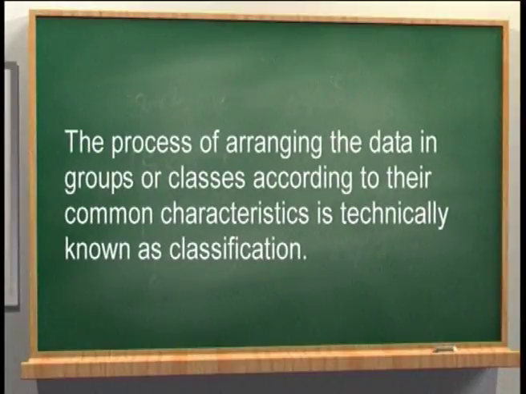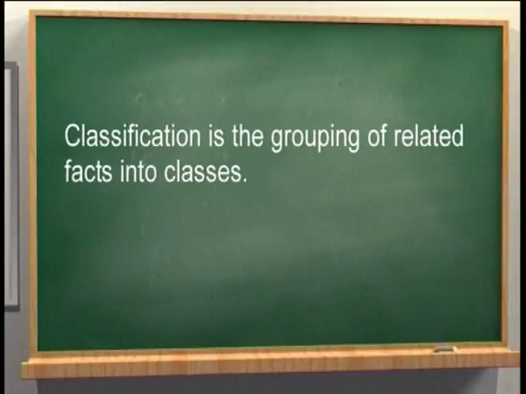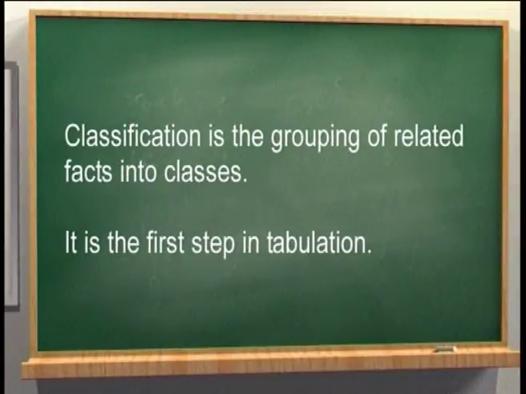Classification becomes necessary when there is diversity in the data collected, for meaningful presentation and analysis. However, in respect of homogeneous presentation of data, classification may be unnecessary. The process of arranging the data in groups or classes according to their common characteristics is technically known as classification. Classification is the grouping of related facts into classes. It is the first step in tabulation.